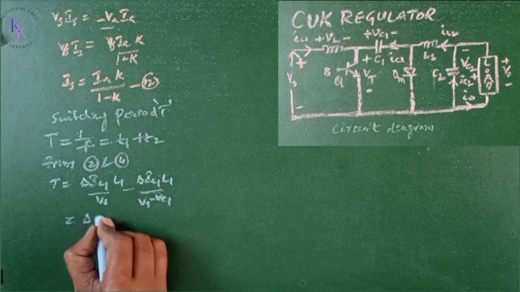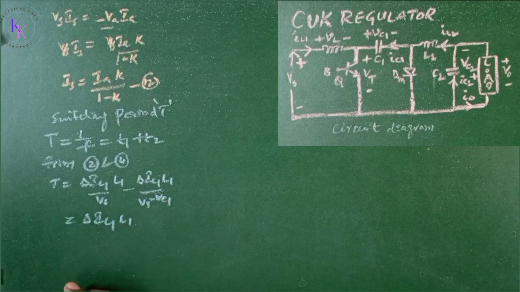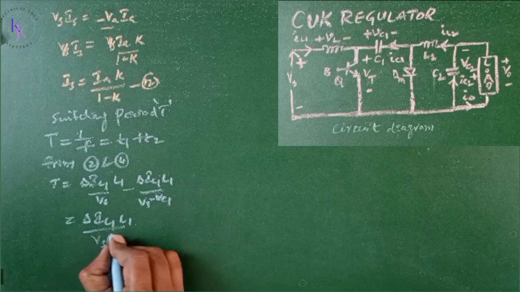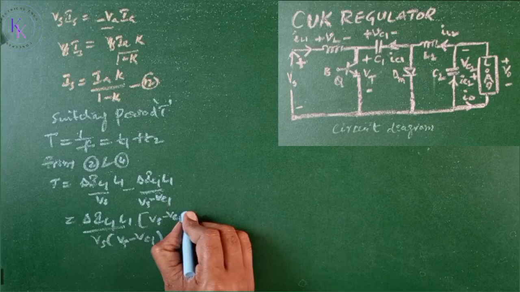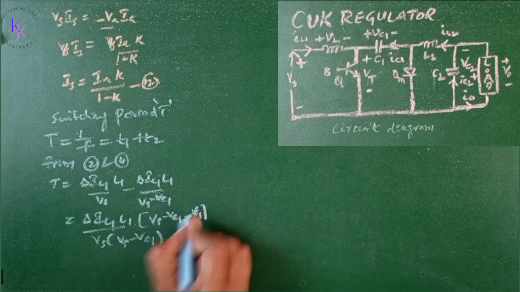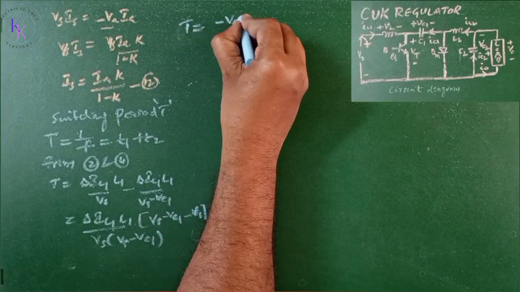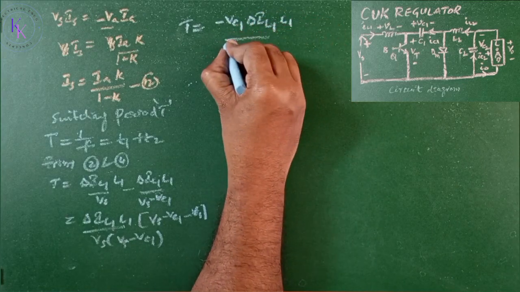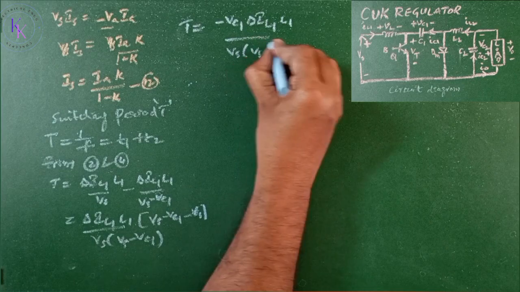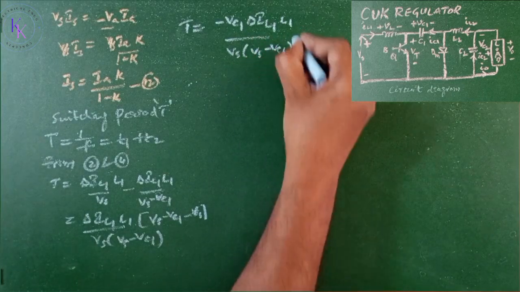That equals delta IL1 divided by Vs of Vs minus Vc1, Vs minus Vc1 minus Vs. T equals minus Vc1 delta IL1 L1 divided by Vs of Vs minus Vc1. That is equation number 13.